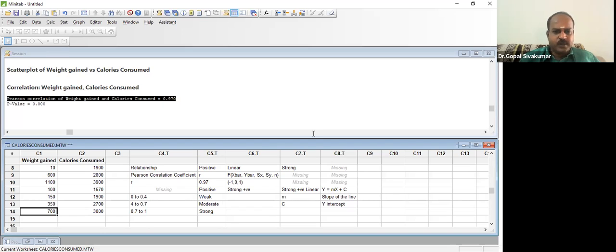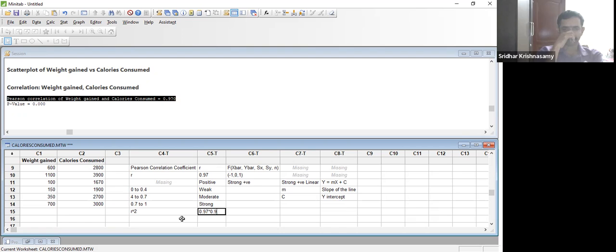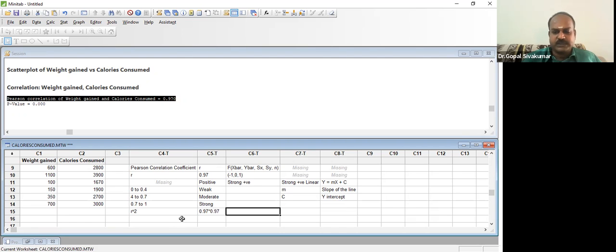And now R equal to 0.97, right? I want you to find out R square. What is R square? 0.97 into 0.97. Can one of you tell me how much value you are getting? 0.9409, correct? Yes. It means 94.09%.